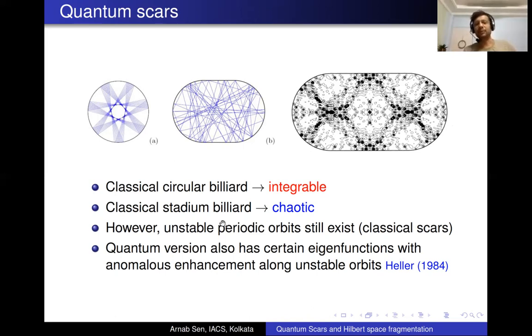Now look at the second problem. The second problem is a more complicated billiard shape, right? In the second problem, again, I've shown multiple trajectories, again indicated by the same color. If you started with many, many of them, you would have basically densely populated the interior of the stadium, which basically tells you that there is chaos in the problem.